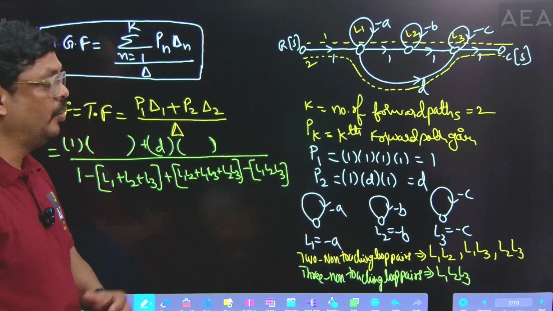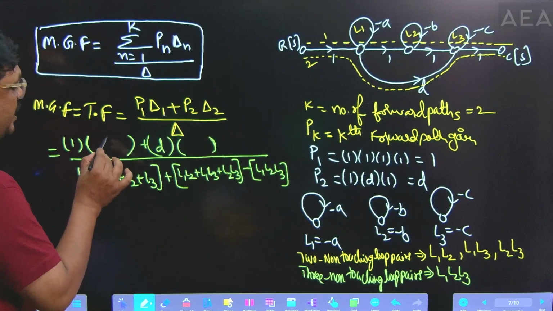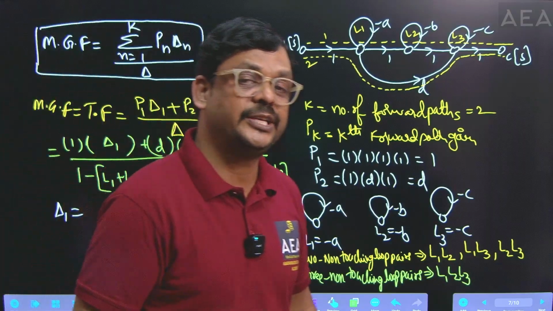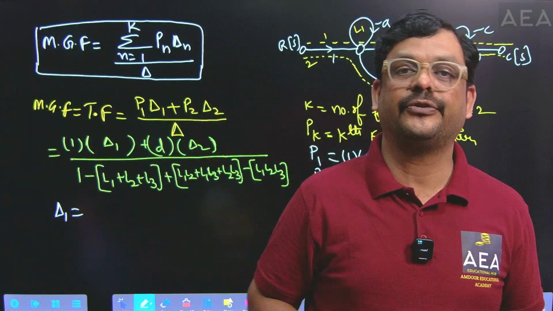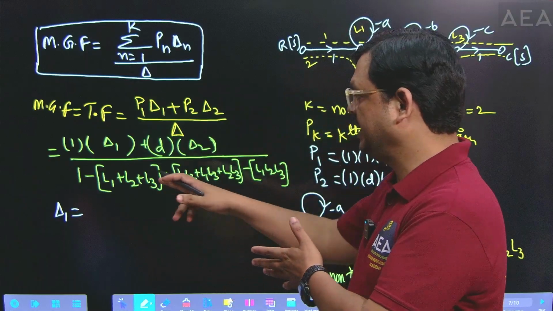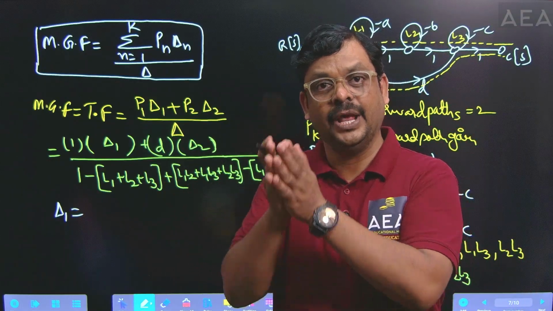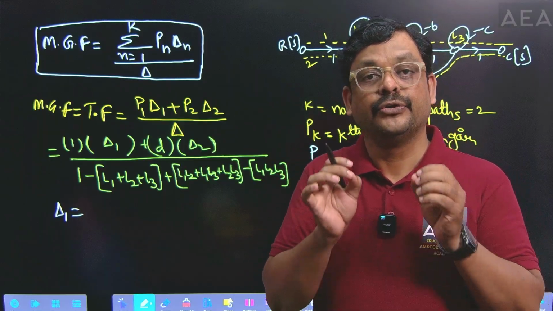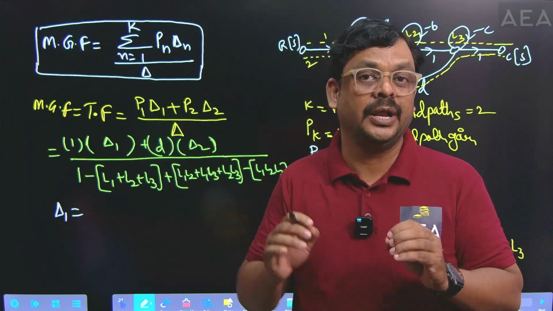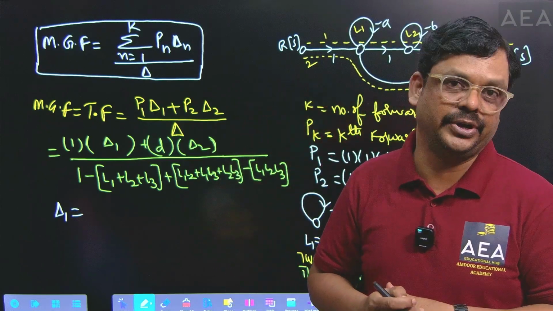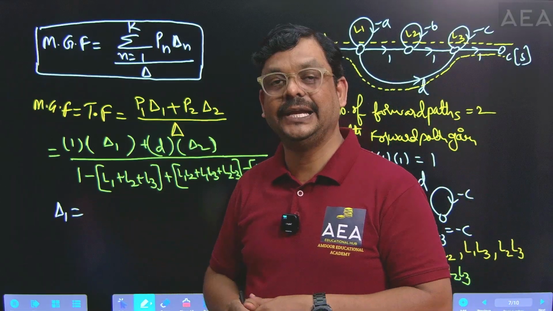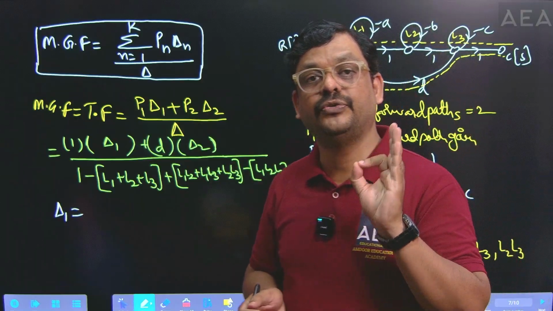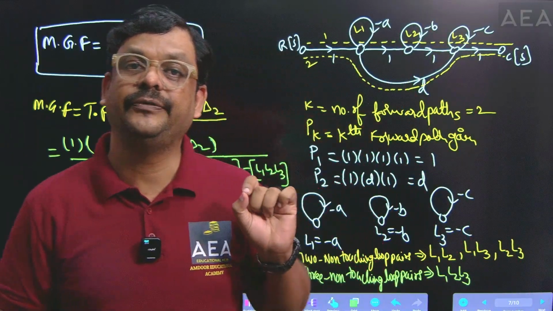Now we have to determine what is delta 1 and what is delta 2. So let us write here. This is delta 1 and this is delta 2. Delta 1 and delta 2 are also the delta of that forward path. The delta formula is the same formula. We have to apply the same formula here: 1 minus sum of individual loop gains, but we have to take those loops that are non-touching of that forward path. So here I want delta 1, the first forward path delta. To determine the first forward path delta, we have to find out non-touching loops of the first forward path.